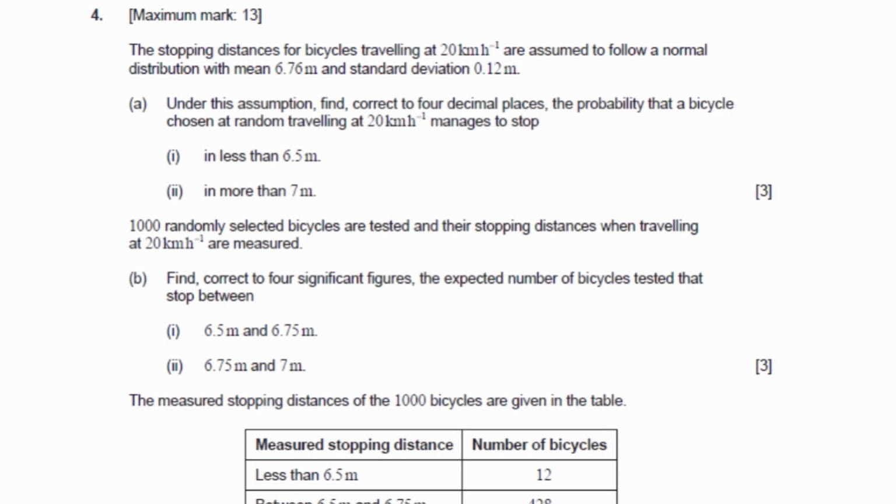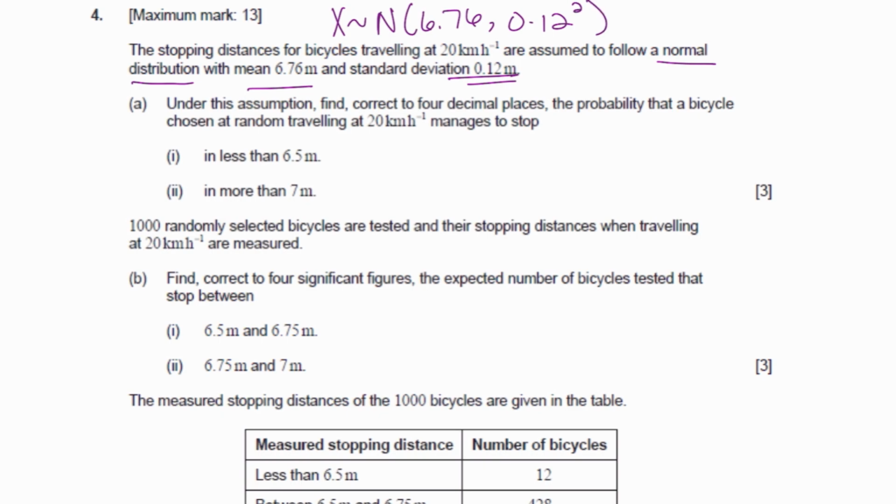It says the stopping distances for bicycles traveling at 20 kilometers per hour are assumed to follow a normal distribution. One of the good things about normal distribution problems is that they will always tell you it is a normal distribution problem. The other distribution that you need to know for the applications and interpretation course is binomial distribution, and they don't necessarily explicitly tell you that it is a binomial distribution problem. Sometimes you have to infer that from the problem yourself. But here at least we do know that this is a normal distribution problem where the mean is 6.76 and the standard deviation is 0.12.